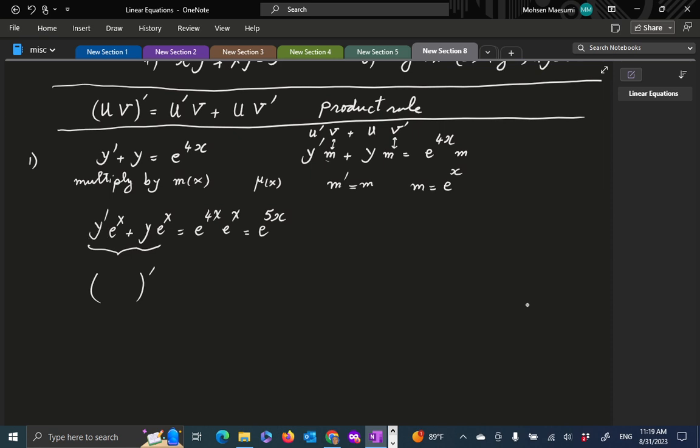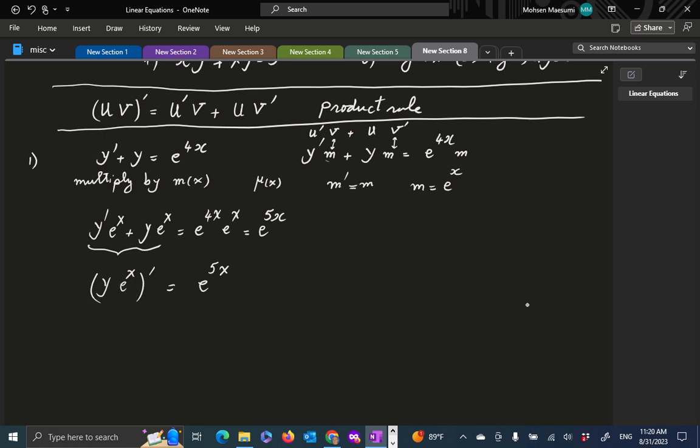Let's see, what expression is it that if I differentiate will give me that? Well, definitely it has to have a y in it, and it needs to have an exponential of x in it. By product rule, what would that be? Derivative of the first times second, that is that, plus first times the derivative of second. Well, the derivative of exponential of x happens to be exponential of x. That is a match for this. So that is equal to exponential of 5x.